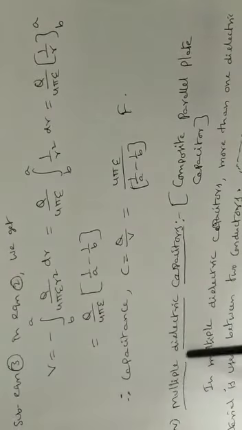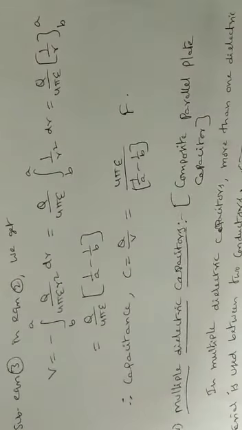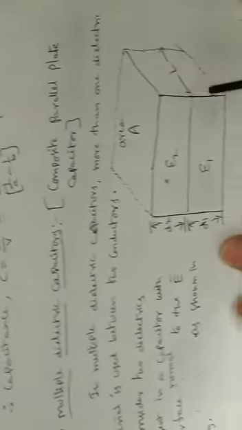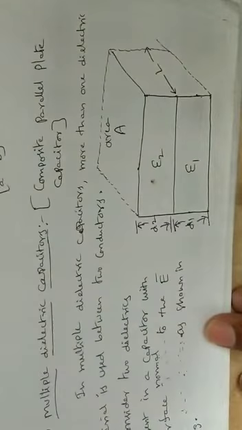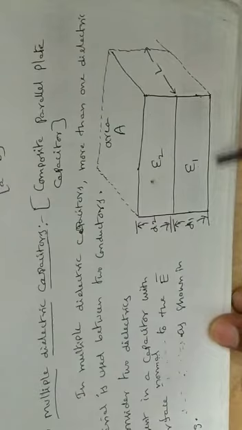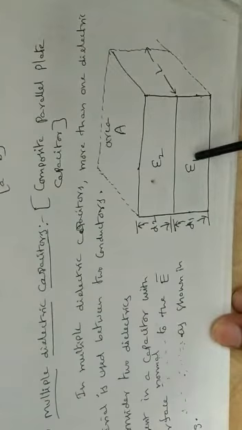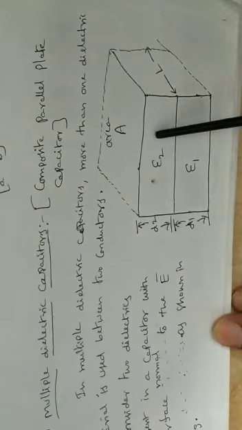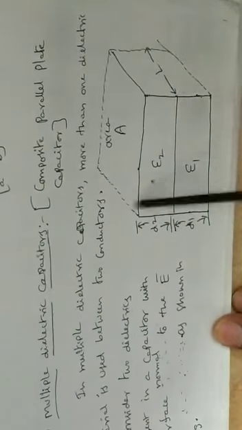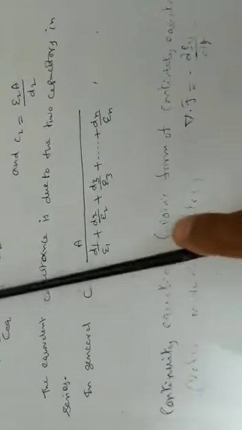Similarly, in the same way, multiple dielectric capacitors. Multiple dielectric capacitors means that there will be many layers of dielectric mediums. Dielectric medium 1 is represented by epsilon 1, dielectric medium 2 is represented by epsilon 2. The area of the object is A only. So next, the capacitance is epsilon A by D.